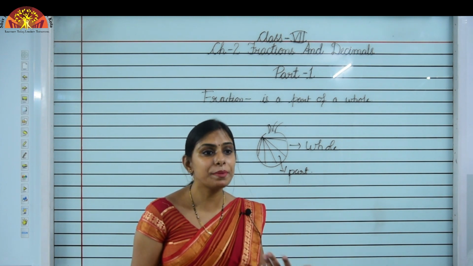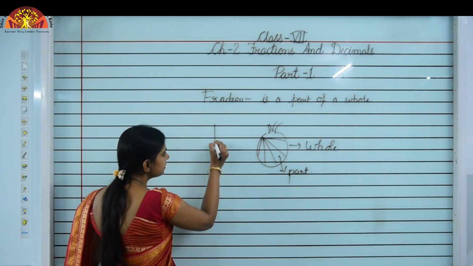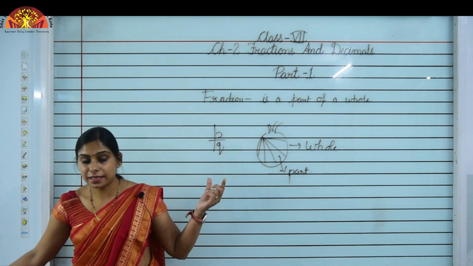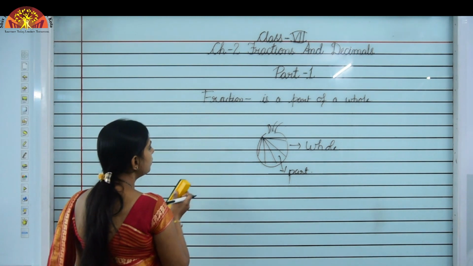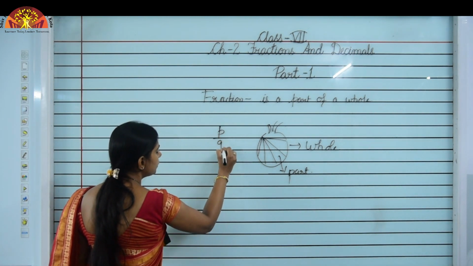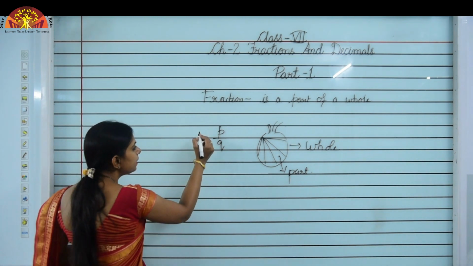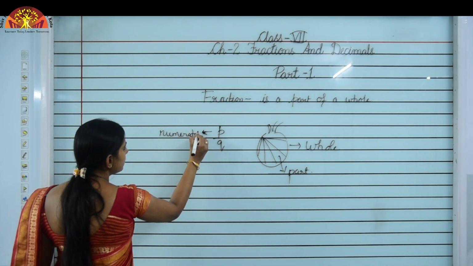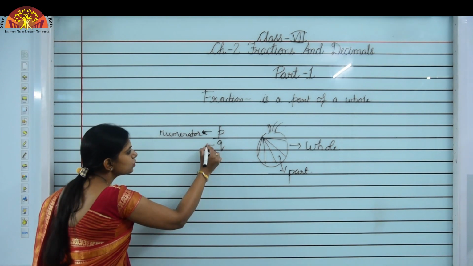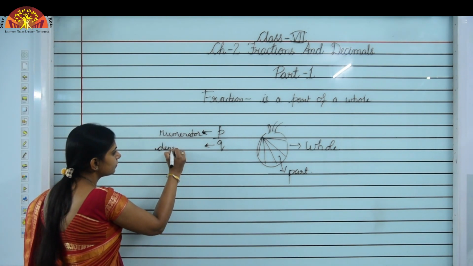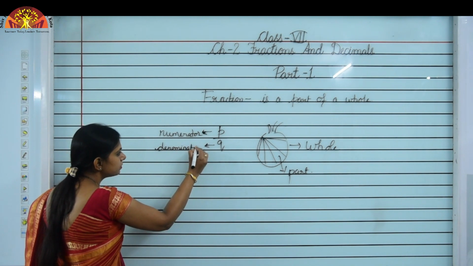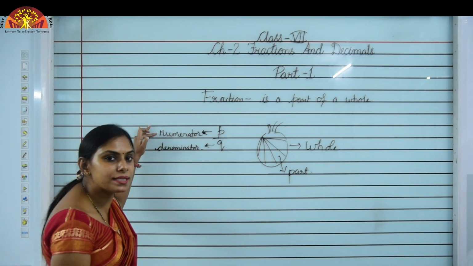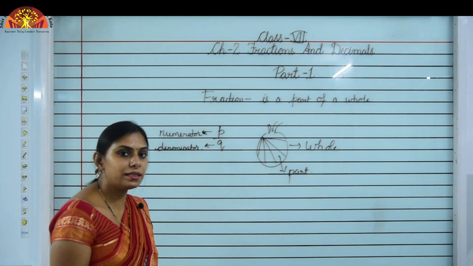अब हम फ्रैक्शन को रिप्रेजेंट कैसे करते हैं? फ्रैक्शन इज रिप्रेजेंटेड इन अ फॉर्म ऑफ p अपॉन q, where p is known as the numerator and q is known as the denominator. Got it? So a fraction is represented in the form of p upon q, where p is known as the numerator and q is known as the denominator.